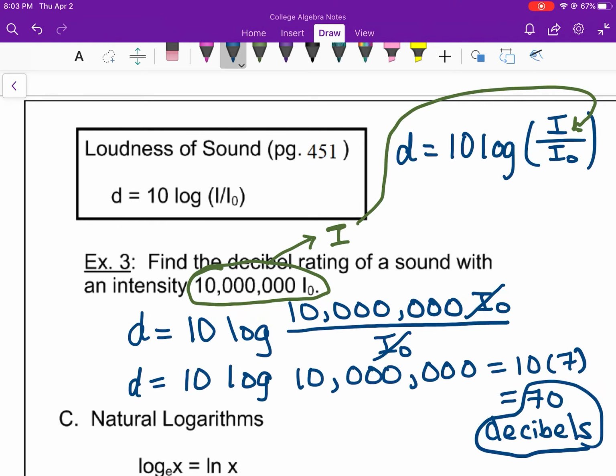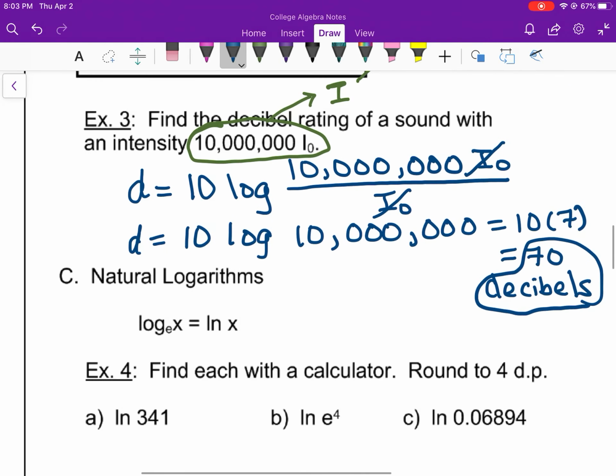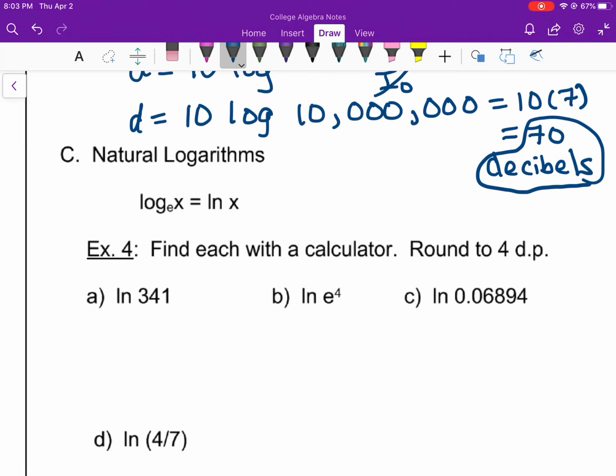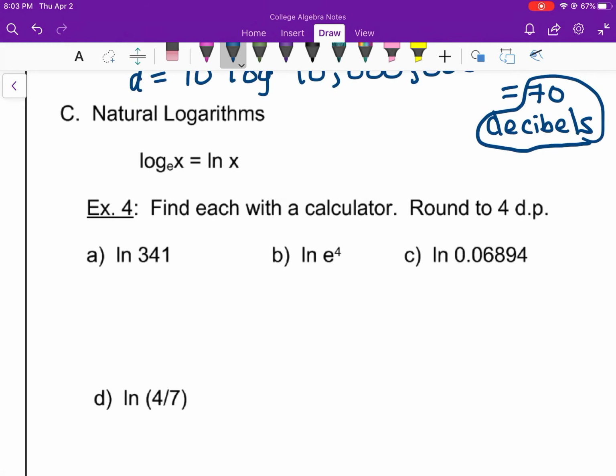So that sound has a rating of 70 decibels. Okay, we talked about this just a little bit ago. When you have a natural log, that is log base e. And so what we're going to practice now is just putting those into our calculator. The natural log of 341 is about 5.8319.